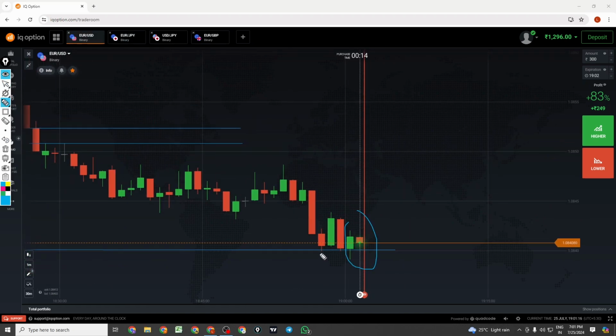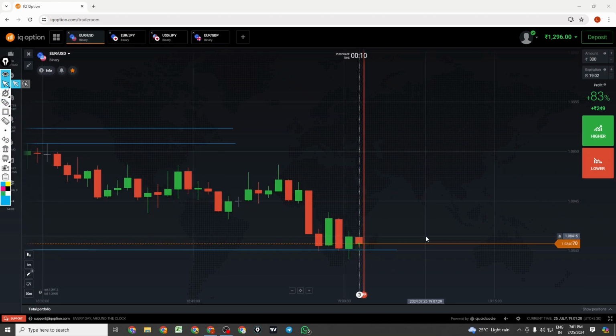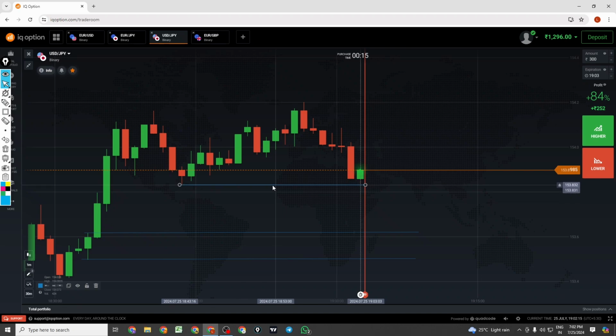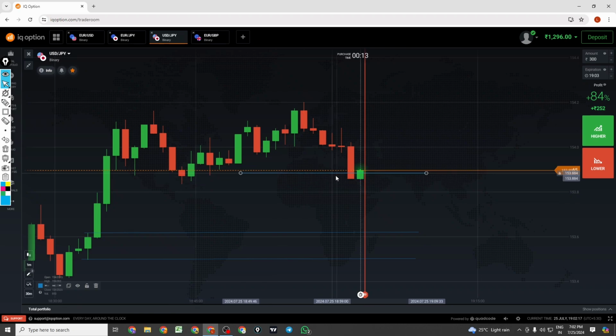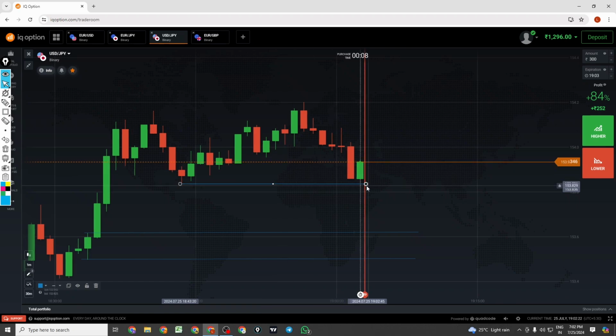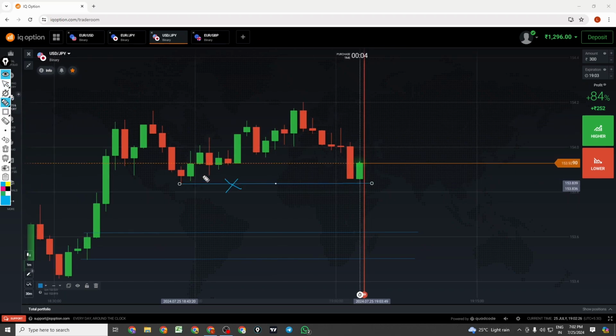Why? Because here is the equal low. Equal low means what? Liquidity. I explained this in the previous video, you can go and watch it. For suppose from here, this is the support level. From here, it closed like a green candle. I try to take a sell trade because my liquidity level is here. Okay, here is the liquidity level.